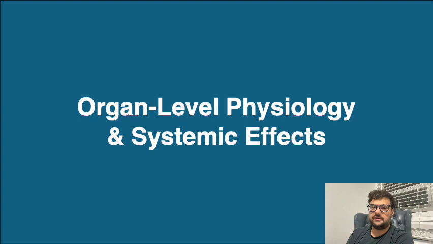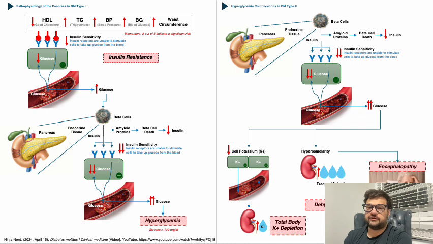Thanks, Chris. So now let's turn our attention to the organ level physiology and systemic effects of insulin in diabetes type 2. So, as mentioned earlier, the pancreas is the key organ in insulin production, which relies on beta cells located in its endocrine tissues to regulate blood sugar. And as a response to insulin resistance, the pancreas compensates by producing even more insulin. Over time, this can overwork beta cells, causing damage that ultimately decreases the insulin production and creates a double whammy effect of now not only insulin resistance, but also low insulin production.